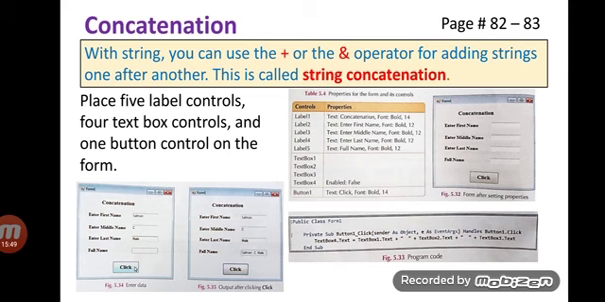So to bind strings means, if you write two names, suppose Ali and Ahmad, these are two different names. When you join them, when you bind them, this is concatenation, and we have the example in our book, page number 82 and 83.